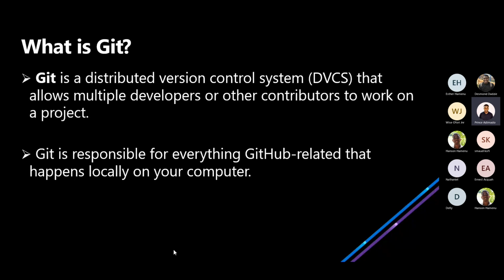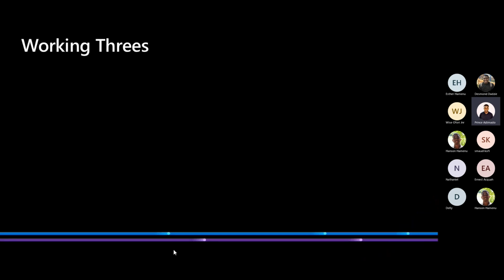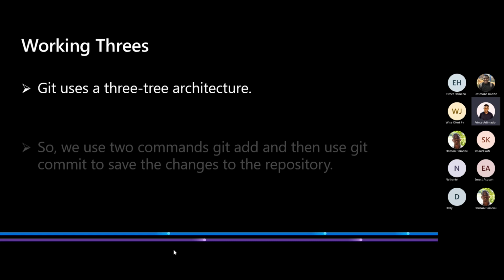Then let me go to some Git terminologies. So we have something called the tree architecture. When working with Git, there's a remote repository and a working copy. The working copy is called the directory, the folder you're working in that contains your project files. But in between the remote repository and the working copy, there is a layer called the staging index.